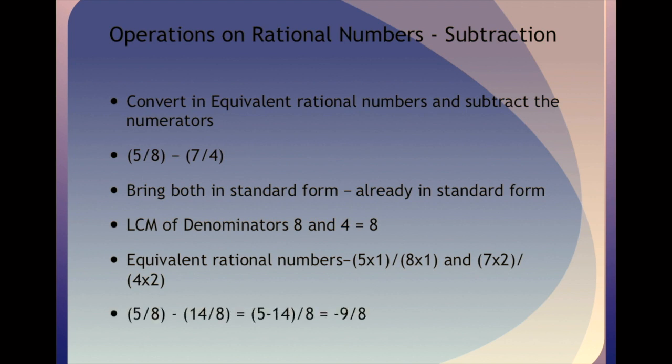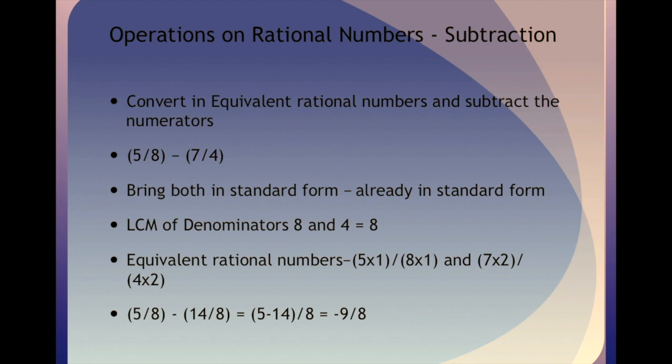Okay, so let us take an example. 5 by 8 minus 7 by 4. In both the numbers we can see there is no common factor, so both are already in the standard form. Now to bring the denominators same, we need to find out LCM of denominators, which are 8 and 4. So LCM is 8. To convert them into equivalent rational numbers, we have to make the denominators as 8. So first number is multiplied with 1 and second number is multiplied with 2 to bring 8 in denominator.